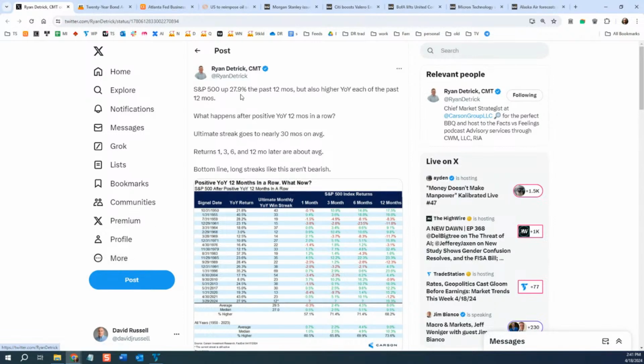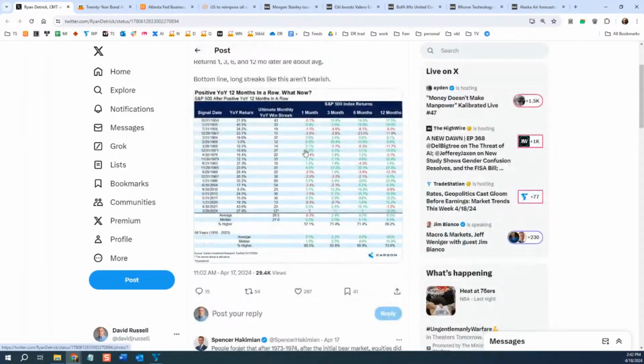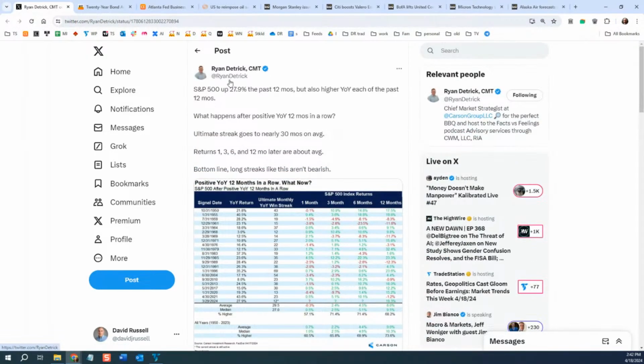This is something here where Ryan Detrick is talking about how, when the market has a really big move, if it's up 28% in the last 12 months, what happens after these big months of winners? He says it normally continues. So Alwyn just mentioned that he has been pretty bullish. He's been right about it from the lows back in October, but he also does have that bullish slant.